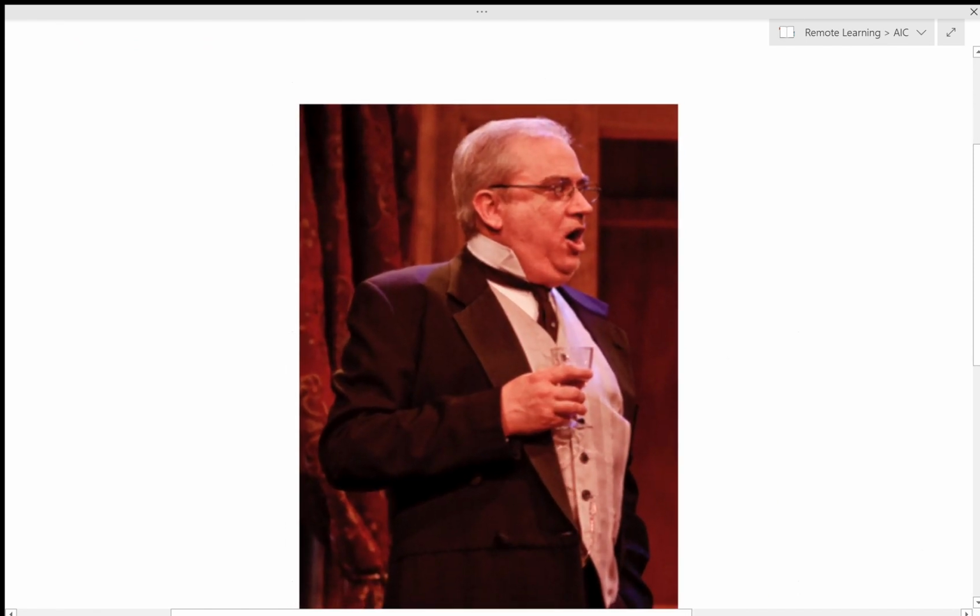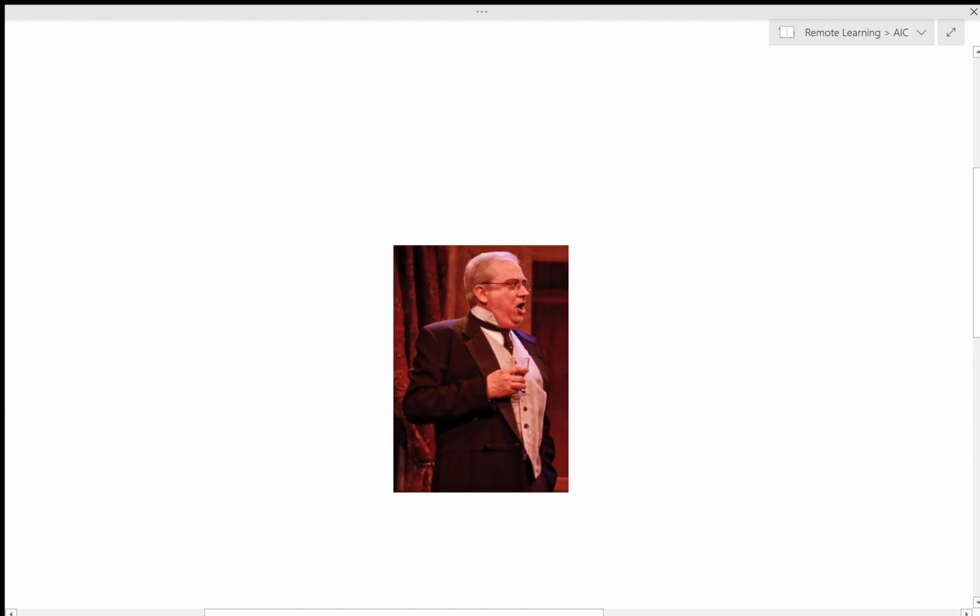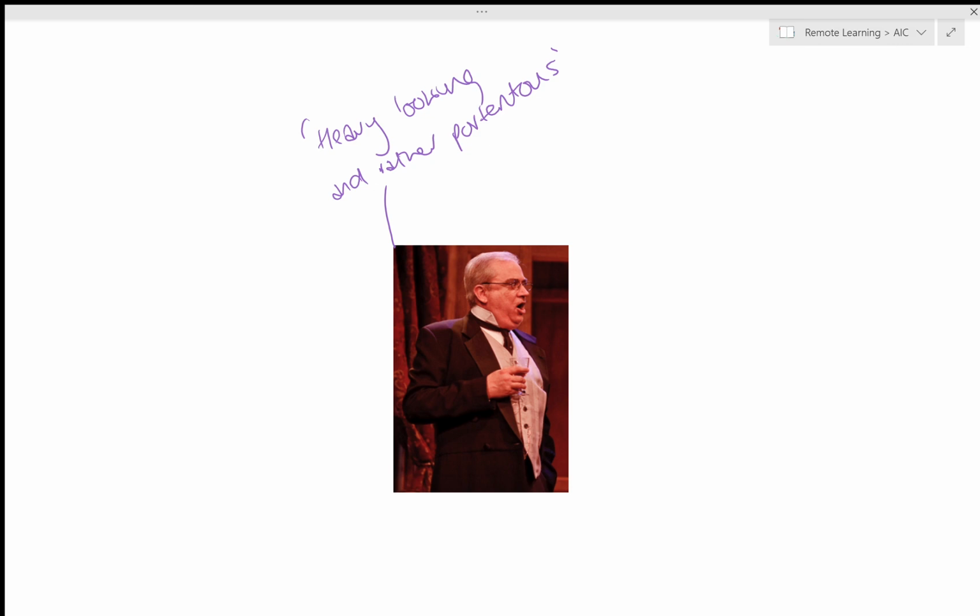This here is an image I found of Mr Birling, and I think this is quite a good one. No offence to that actor, but I think this is a good one that will line up the idea that he is heavy looking and rather pretentious. And that'd be a nice little quote that I might use in my introduction and my thesis statement, just to describe the stage directions that are given by Priestley for that portrayal of Mr Birling.